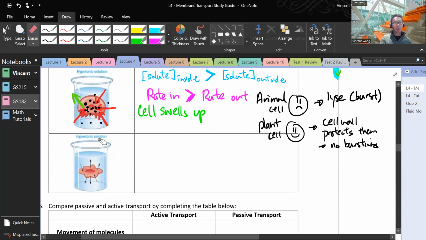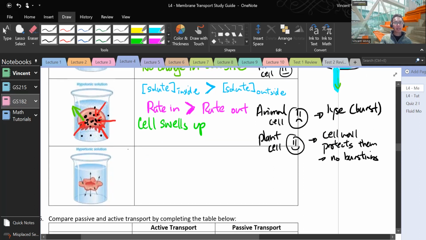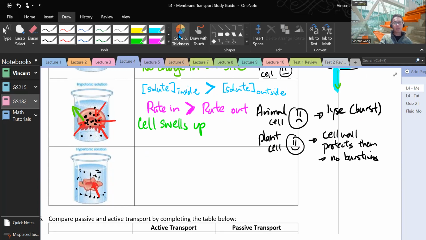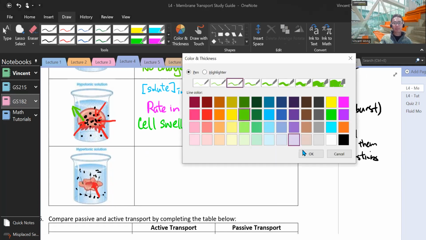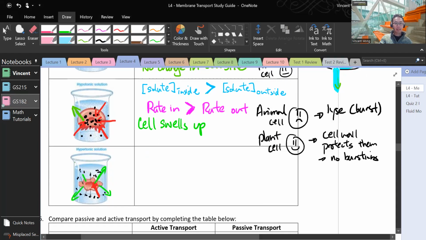Lastly, we have the hypertonic environment. Okay. Hypertonic is the opposite, right? You have more solute outside than inside. So in this case, the water coming in is not going to be as much as water leaving. Okay, so you have a lot of water leaving like that.